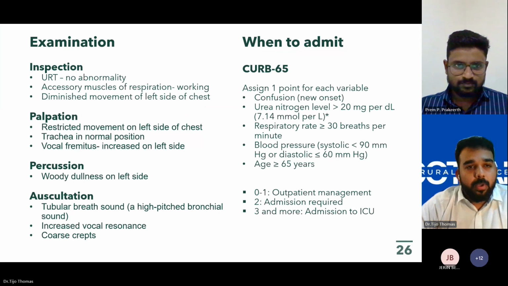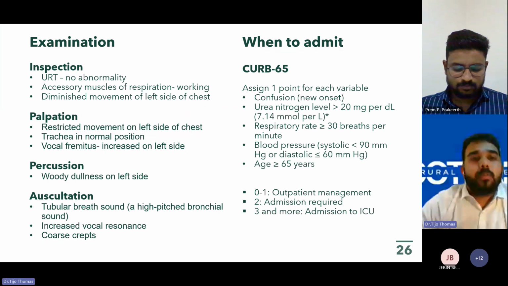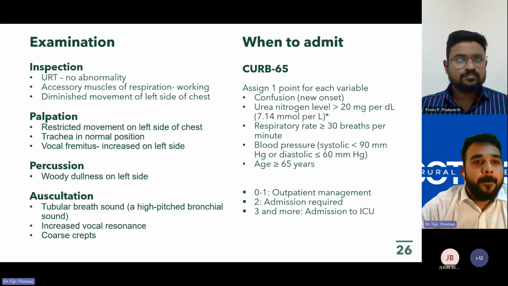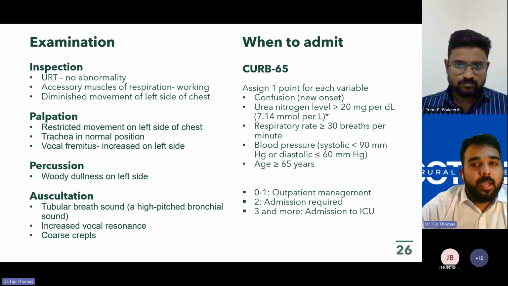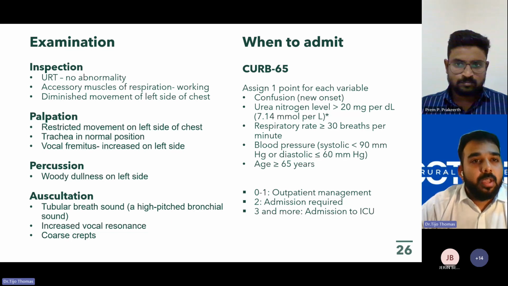Going into examination, on inspection there was no abnormality. The accessory muscles of respiration were working. Diminished movements of the left side of chest was present. On palpation, the left side movements of chest was restricted, and trachea was in normal position. Vocal fremitus was increased on the left side. On percussion, there was a woody dullness on the left side, and auscultation findings revealed high-pitched bronchial breath sounds and increased vocal resonance. And there were coarse crepitations present, mostly on the left side of the chest.